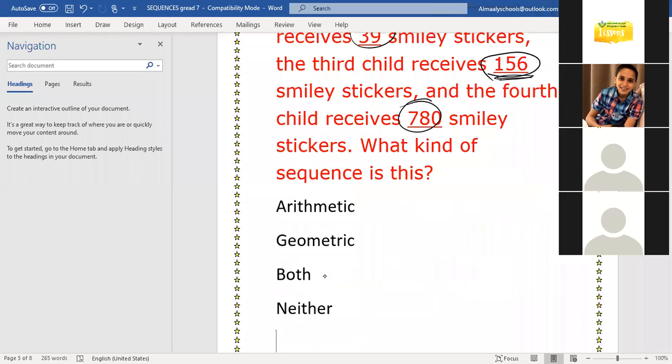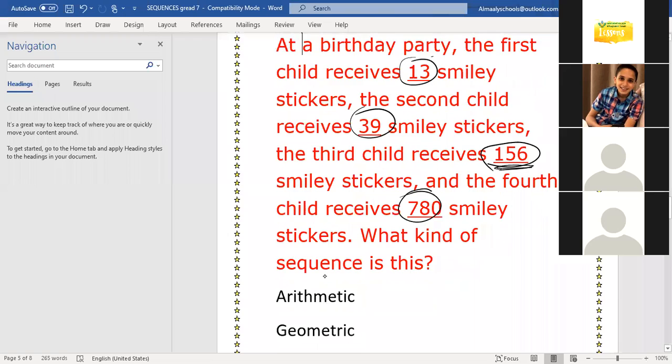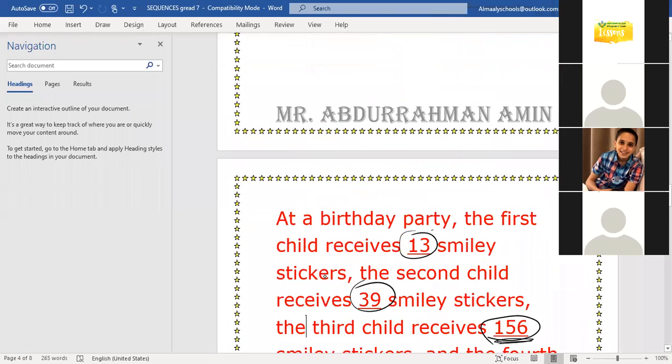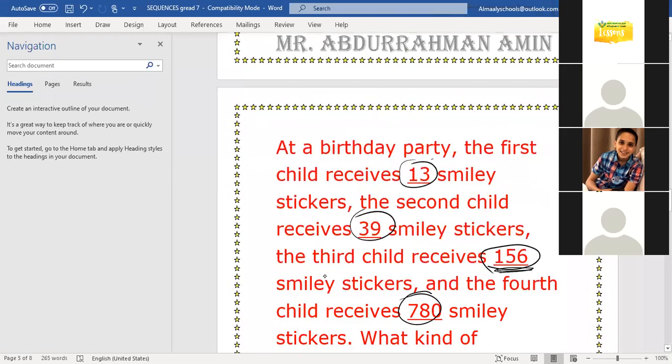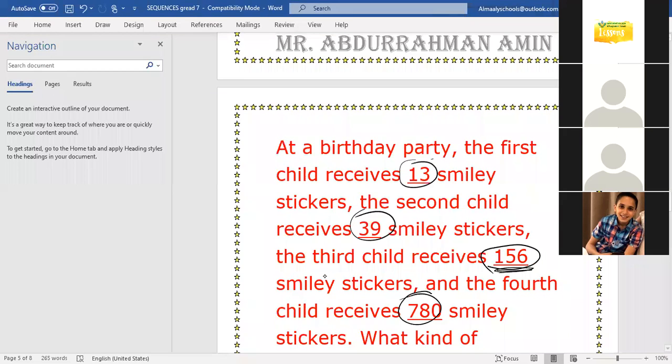Arithmetic sequence? You want to see the numbers again, I think? Yes. It's both. Both.